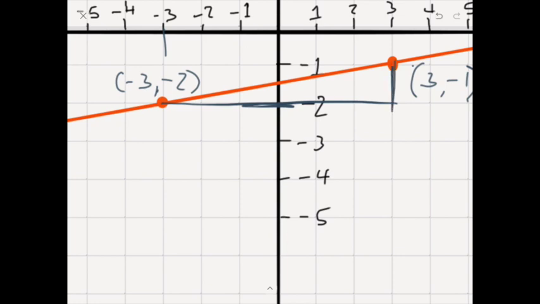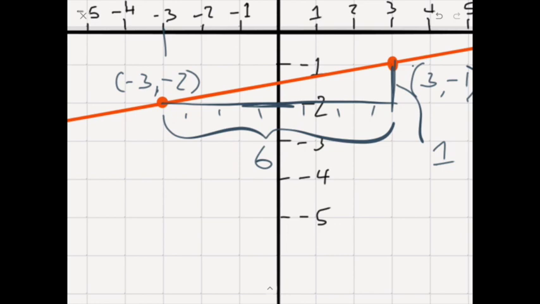And between these 2 points, you can notice, hopefully, that it goes over 1, 2, 3, 4, 5, 6 units, and it goes up 1 unit. That's what we call in math the rise and the run. The run is the horizontal distance, so in this case, this one has a run of 6, and the rise is the vertical distance, in this case 1.